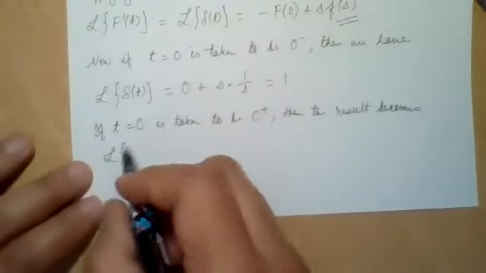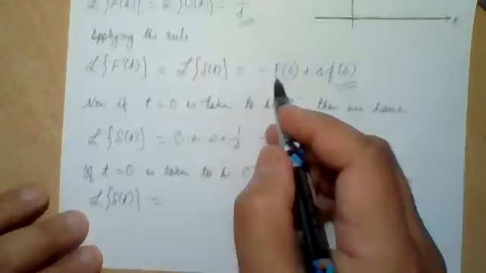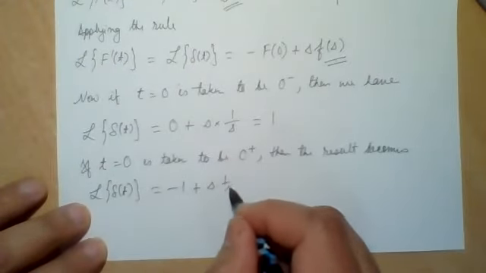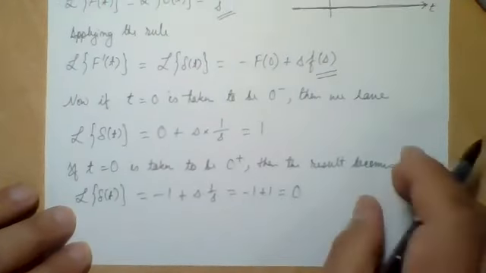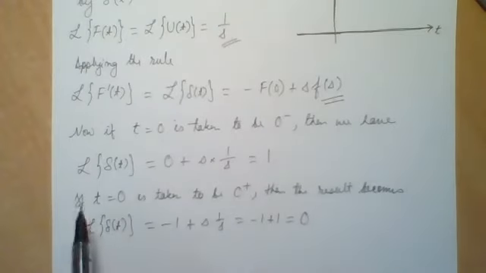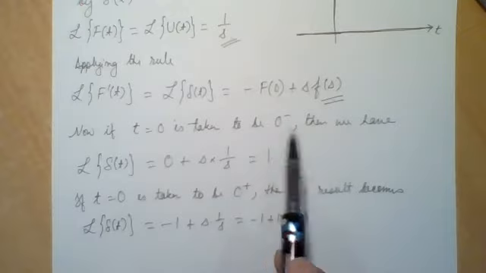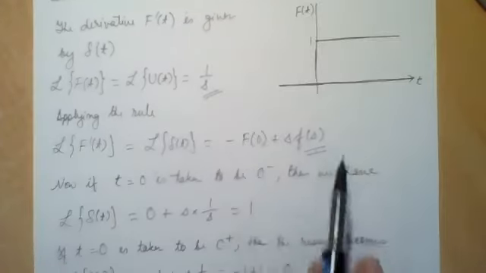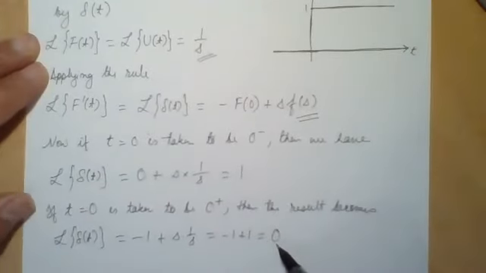So the Laplace transform of delta t is equal to, here we have a minus sign, so it will be minus 1 plus s into 1 by s. This is minus 1 plus 1. This is equal to 0. So for this particular case, we have the Laplace transform of the delta function is 1 if we take the left hand limit, and if we take the right hand limit, then we get the value 0.